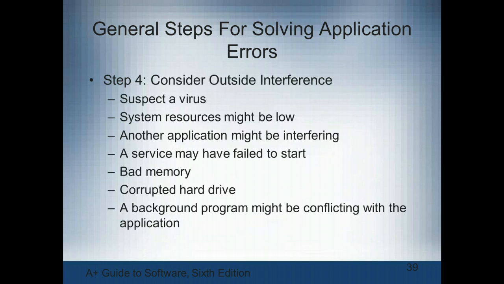Is the data or application corrupted? Outside interference. Never could be a virus, right? System resources might be low, not enough memory. Those are things that you can all check with the built-in tools. You can go through Task Manager and the Resource Monitor to see what's being used. Bad memory could be an issue, corrupted hard drive, background program conflicting with the application, what's running, what's not running, what's starting up, what's not starting up.